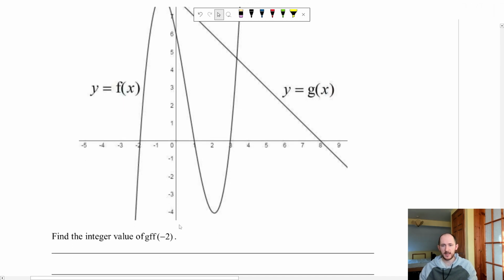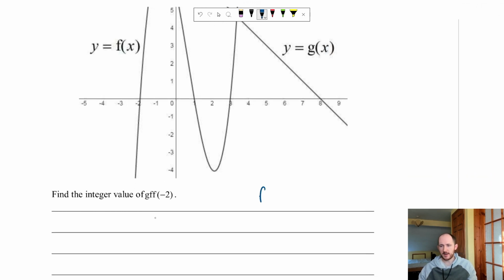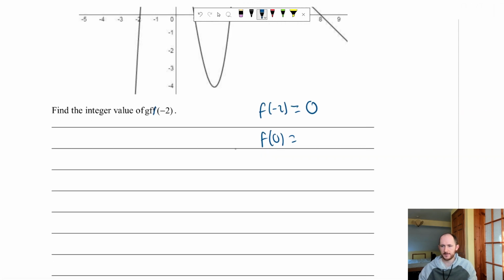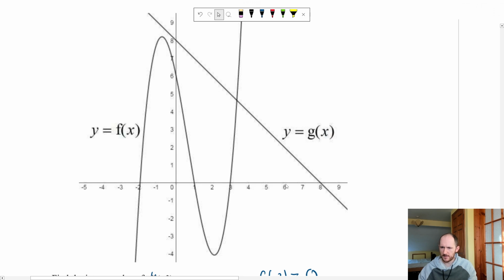So what we need to do is actually just look at the graph. First of all, f of minus 2: if I look at the graph, when x is minus 2, it's fairly clear that the function is 0. So now I take that value and sub it into f again. So we've done the first f. We're doing the next f now. When f is 0, it goes through 6. So now we've done the second f. So now we're doing g of 6. Now look at g. So now we're going to have to actually do something. I'm pretty sure that's going to be a 2, right?